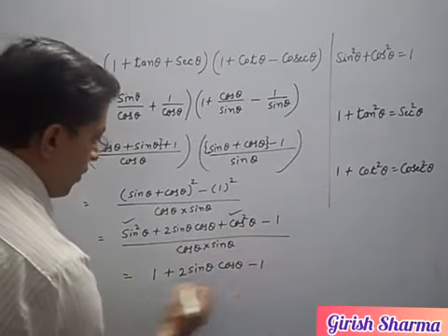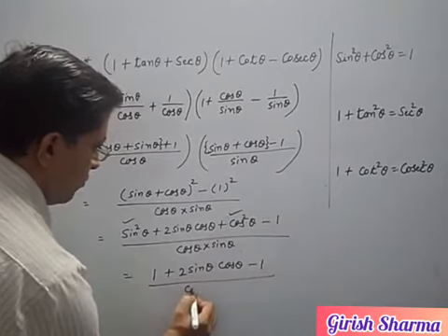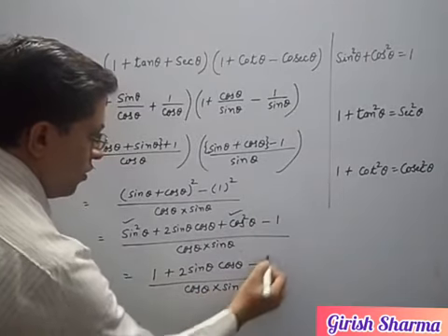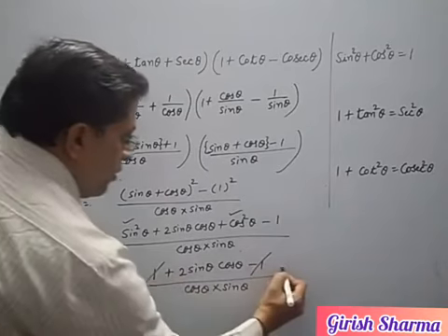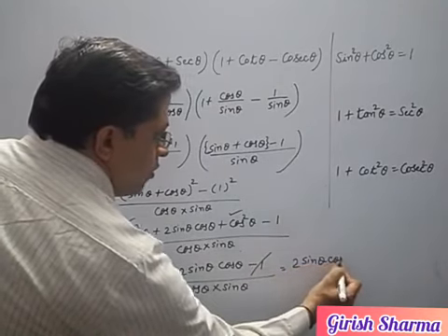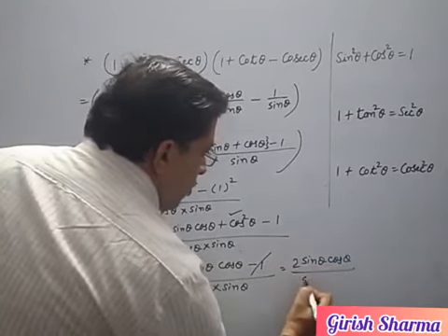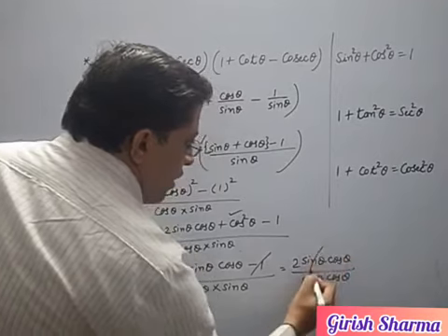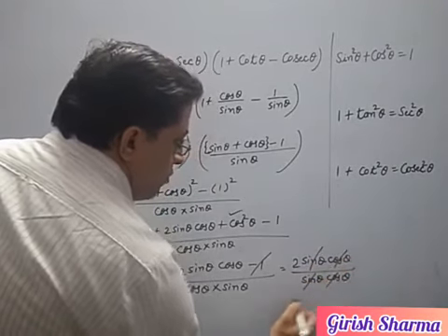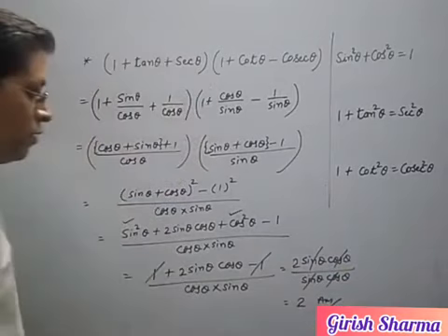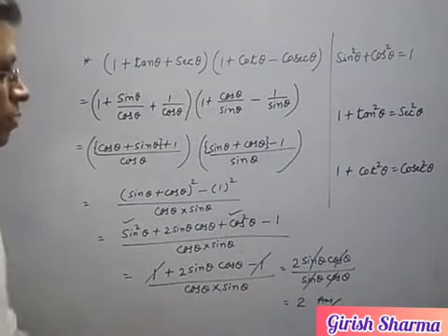This minus 1 upon cos theta into sin theta. 1 and 1 cut. This is 2 sin theta cos theta upon sin theta cos theta. Sin theta and sin theta gone. What is left, 2, is your answer. Okay, it is very easy. Now come on, the next question.